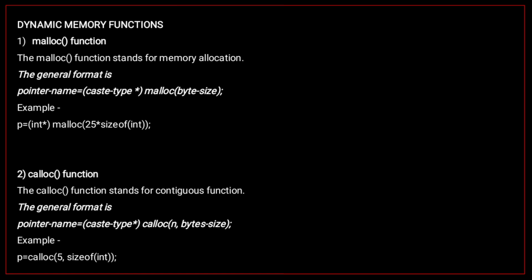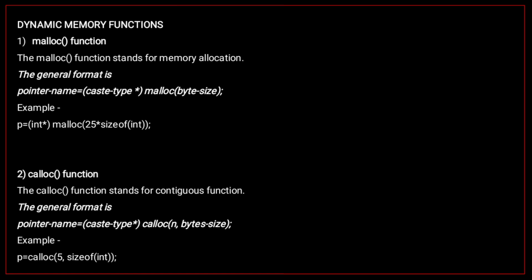Now the next function is the calloc function. This function stands for contiguous allocation. This function is used to allocate multiple blocks of memory of the same size. Each byte is automatically set to 0. We normally use it to allocate memory for derived data types like arrays and structures. Now this is the general format of the calloc function: pointer name = (cast type *) calloc(n, byte size); This is the general format of the calloc function.